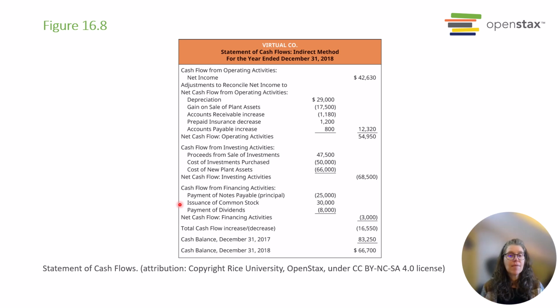When you issue common stock, you're getting cash. So increases in that common stock amount get added in. If you had a buyback and it decreased in your notes, you would subtract. But we did pay dividends, $8,000 out. Add those three together, and we have a net cash flow in our financing activities of a minus $3,000.